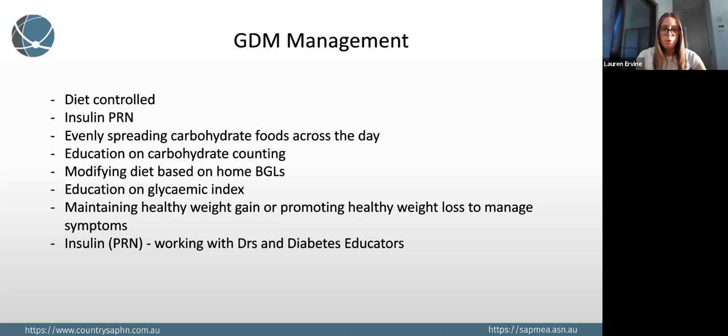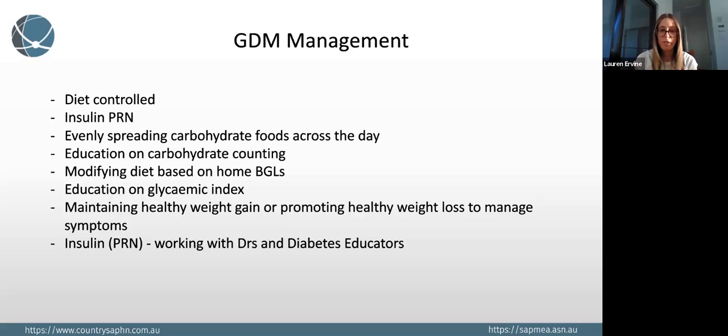Things we'll focus on, and I'll talk through all this: we want to evenly spread carbohydrate foods across the day. So we won't be removing them, we'll just be moderating what that looks like. We'll give education on carb counting and modify the diet based on home blood glucose levels.